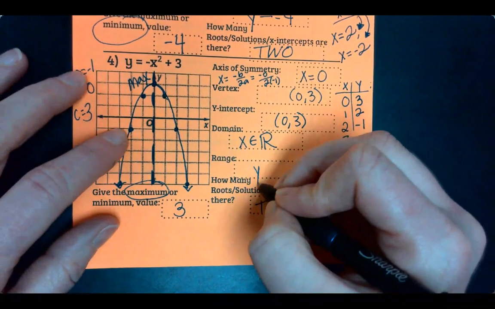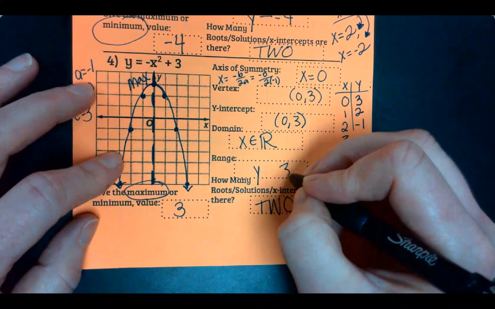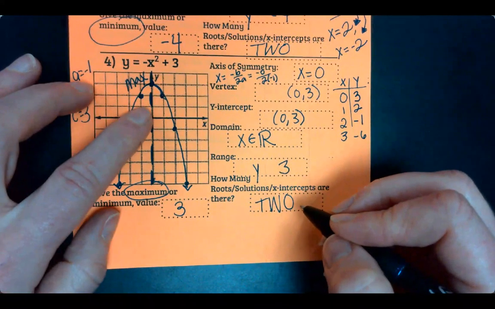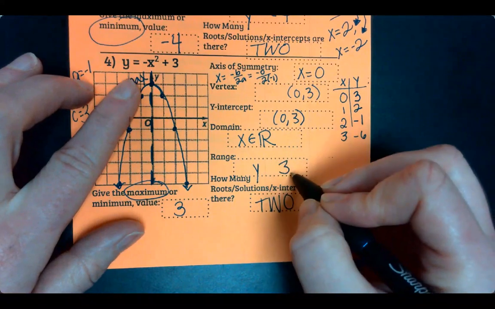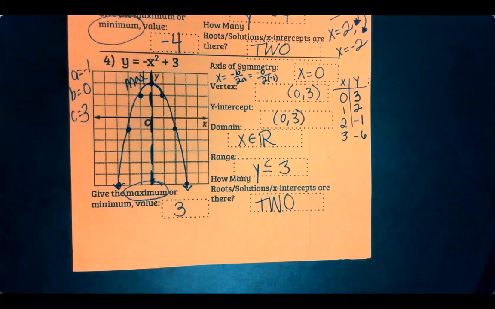Then our range is going to be at 3 or lower because this is our maximum. So maximum 3, so it has to be less than or equal to 3. I'm going to go ahead and glue this in.